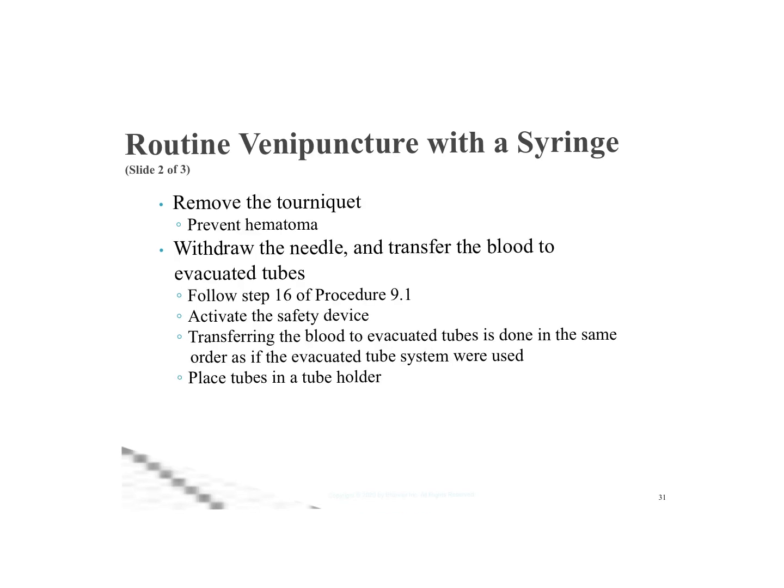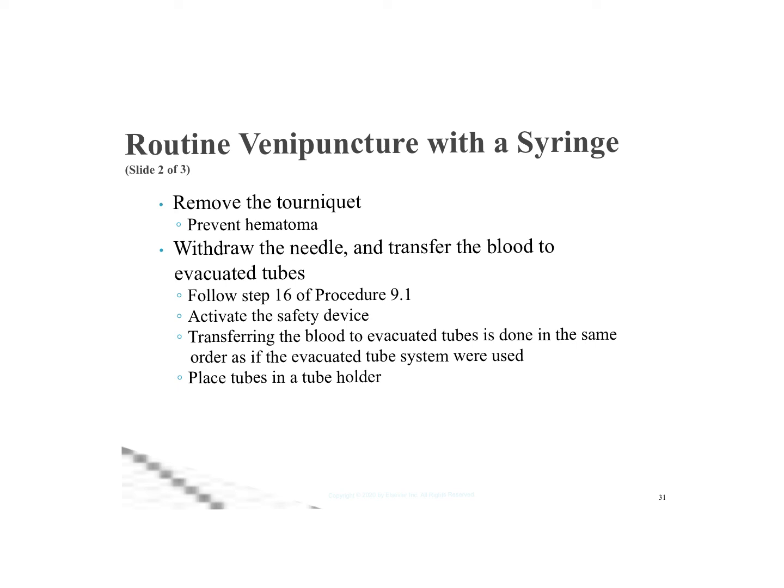Remove the tourniquet. Okay, we want to prevent hematomas. Withdraw the needle and transfer the blood to the evacuated tubes. Follow step 16 of procedure 9.1. We're going to activate that safety device. Transferring the blood to evacuated tubes is done in the same order as if the evacuated tube system were used.